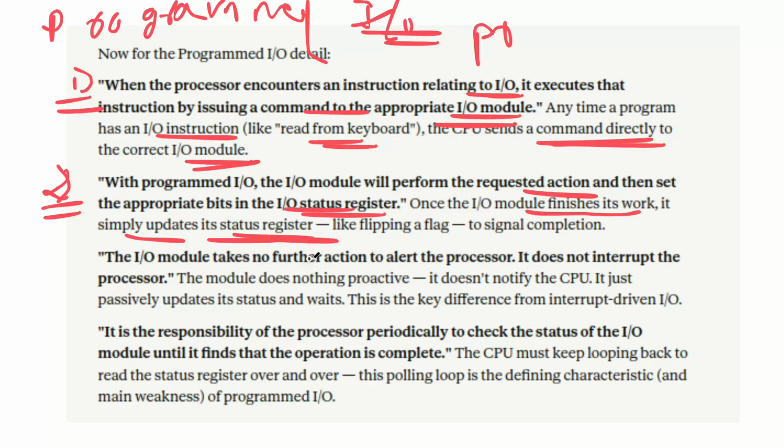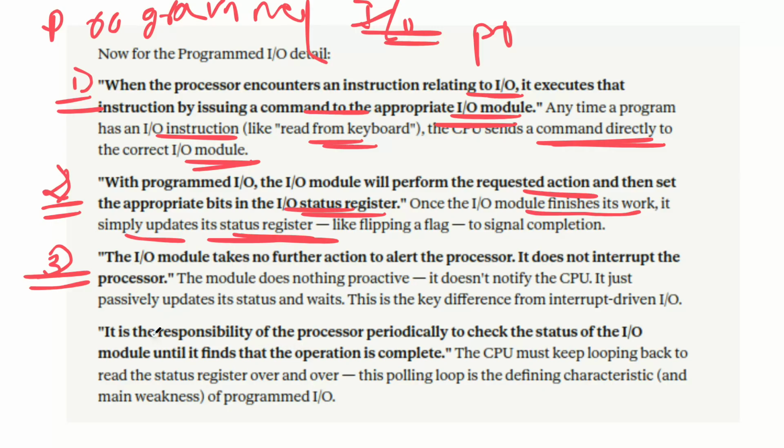So the IO module takes no further action to alert the processor. There is no interrupt at all. It just puts the status in the status register, and it will not interrupt the processor. So the module does nothing. It doesn't notify the CPU. What it does is basically keep those appropriate bits in the IO status register.